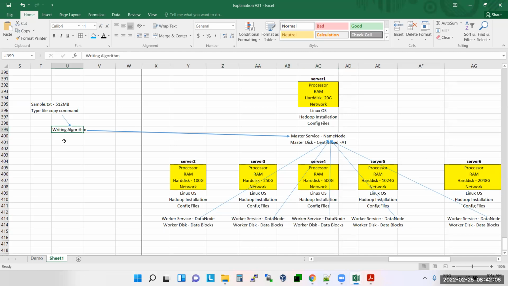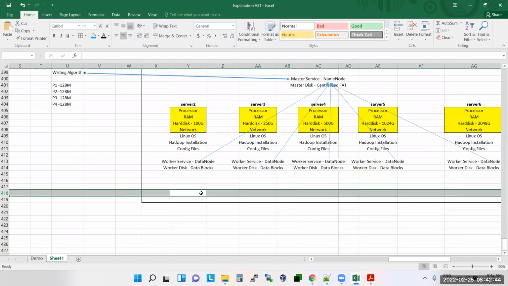Immediately the writing algorithm will cut the data into pieces. How many pieces will I get? This one of 128 MB, piece 2, piece 3, piece 4. In total, 4 pieces. Now it will ask the name node: hey name node, I cut my data into pieces. Tell me what name I should give to the first piece and where to write it.